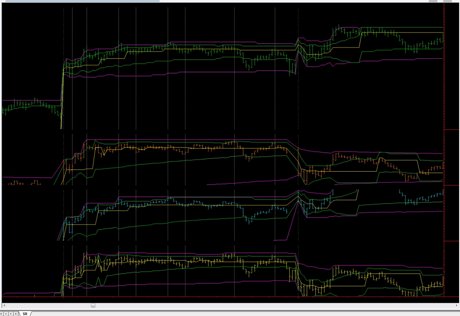So for example, we'll look at our first period right over here. Now we've come down to this magenta line, and we bounce off of that. We find support there. Why?